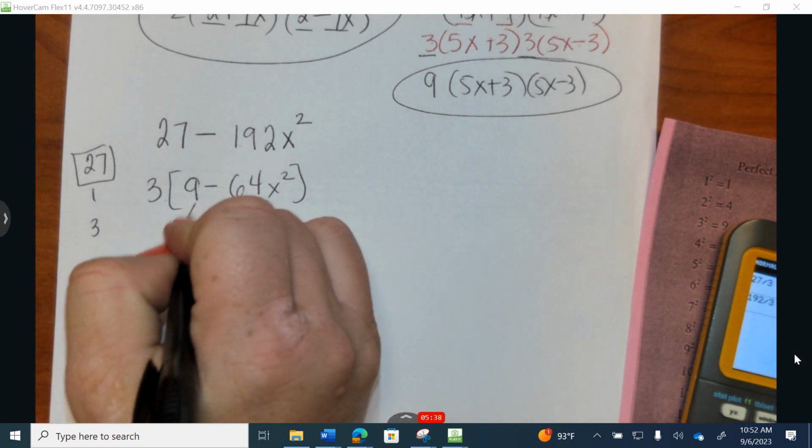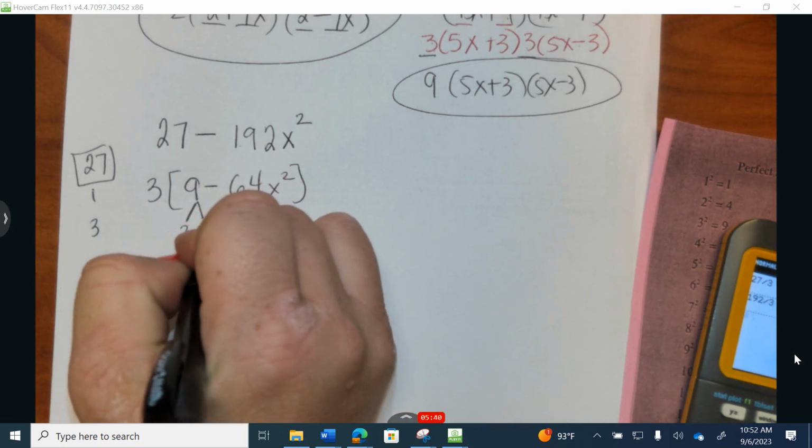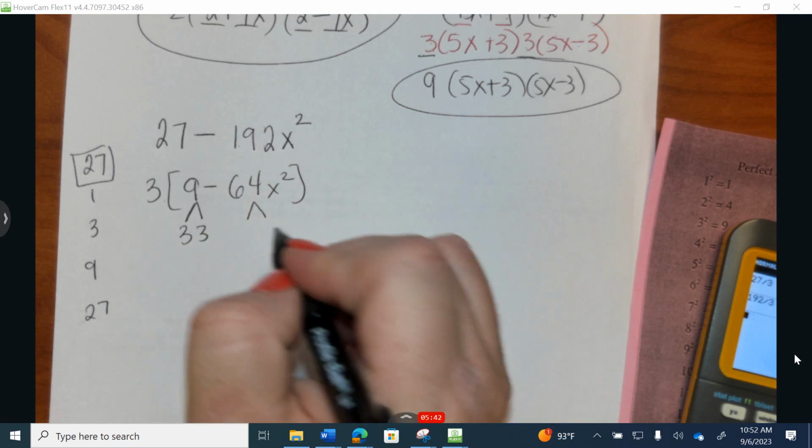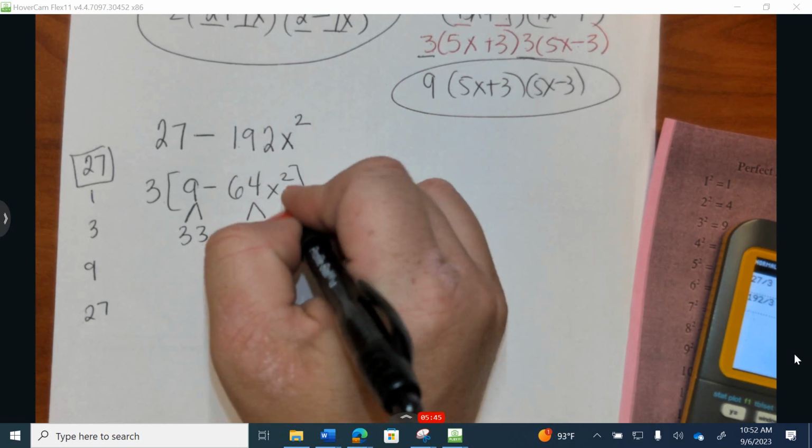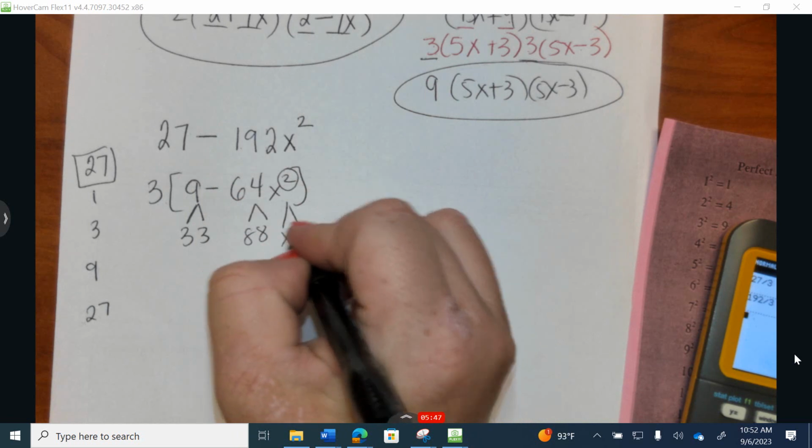So if I break apart 9, it breaks into 3 and 3. If I break apart 64, it breaks into 8 and 8, and I divide this by 2.